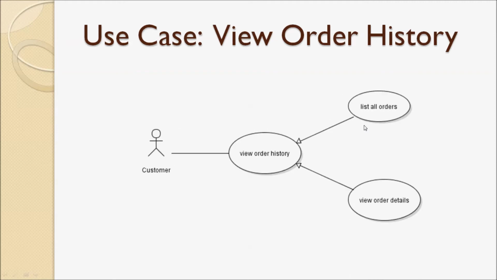And this is the use case diagram for the feature view order history. The customer can view order history, including list of orders and view order details.